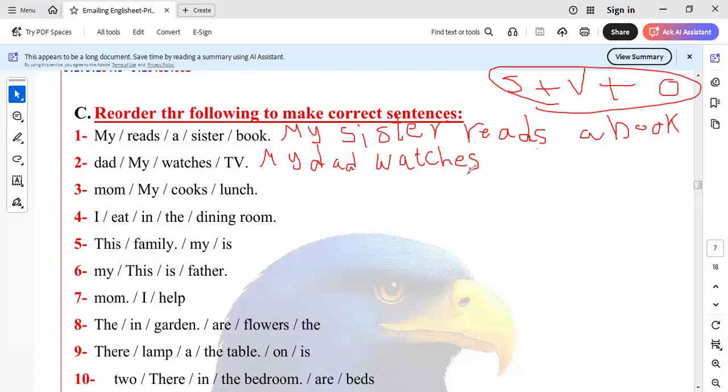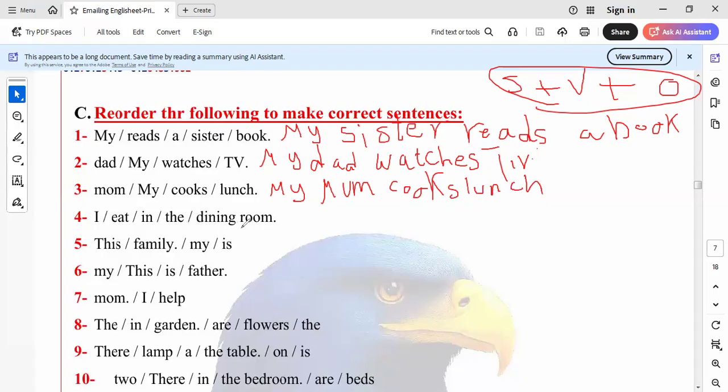Here, my dad watches TV. I answered five of them also to show you how to do it. So here, my mom cooks lunch. It will be: my mom is doing what? What is mom doing? Cooks what? Cooks lunch. So it will be my mom cooks lunch. Let's go to another one.